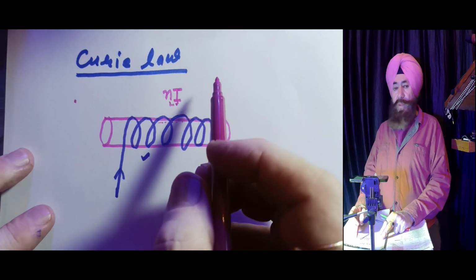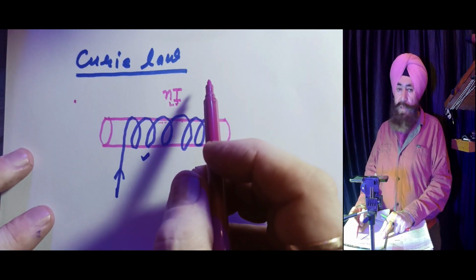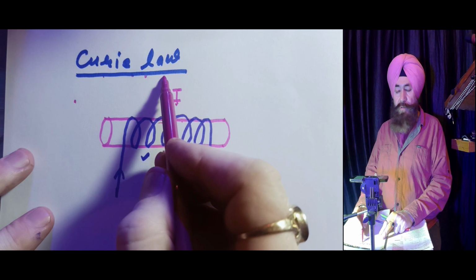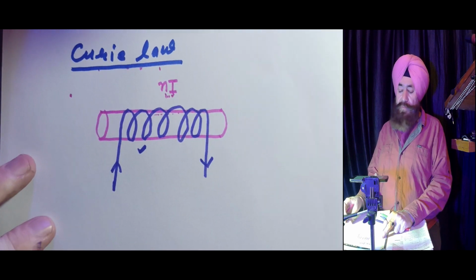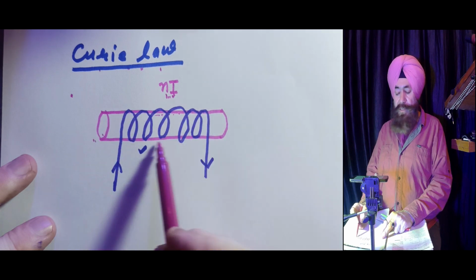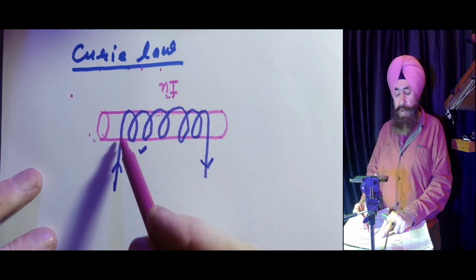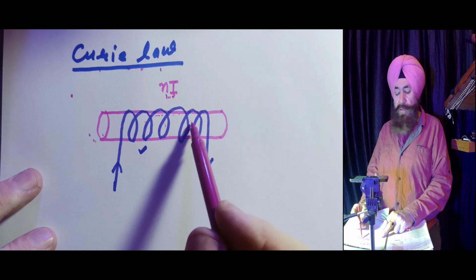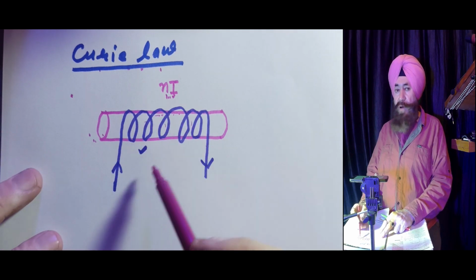Dear students, today I am going to explain what is the Curie law. I have this rod, let it be made of iron, and this is a solenoid or a coil.